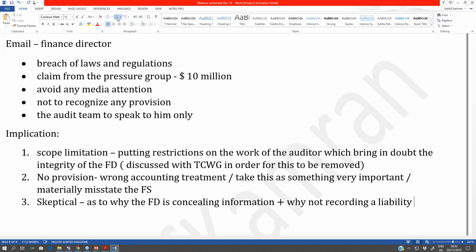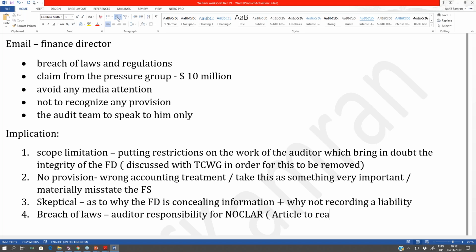So there are a lot of implications, right? I think the implication is also coming on the integrity of the client. The implication is also coming on the work you need to perform. So I hope you can think of the answer from the points I've raised from the email of the partner. I've given you 3 points to make up a 5 marks answer, but you can think beyond this. Even there is a breach of laws and regulation, and the auditor's responsibility for NOCLAR, non-compliance with laws and regulation. I even recommended the article to read. So many points you can think about and write. You just have 5 marks to write the answer.